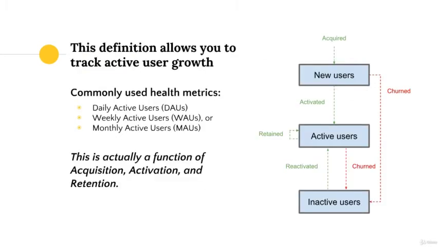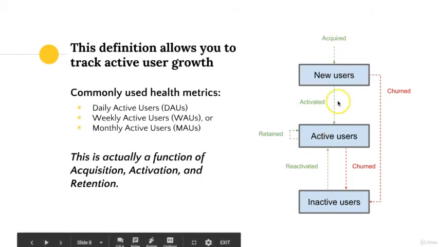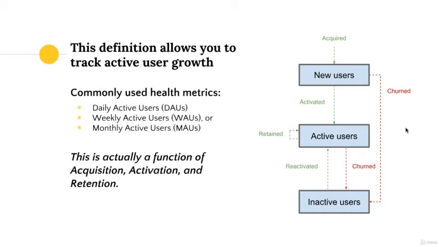Once you have a definition for an active user, you can track active user growth. Some commonly used health metrics you've probably heard of are daily active users, weekly active users, or monthly active users. And this is actually a function of acquisition, activation, and retention, as you can see here. You have new users coming in, you have churned users going out, and then you have reactivated users coming back in. We'll talk more about this later.